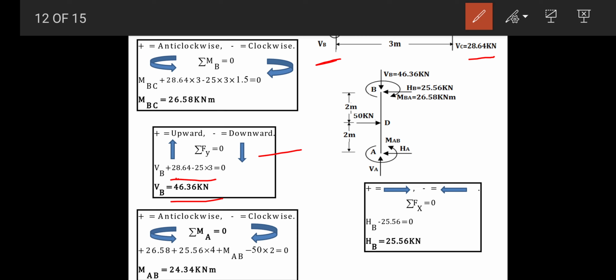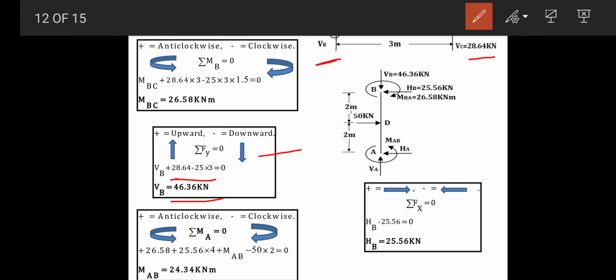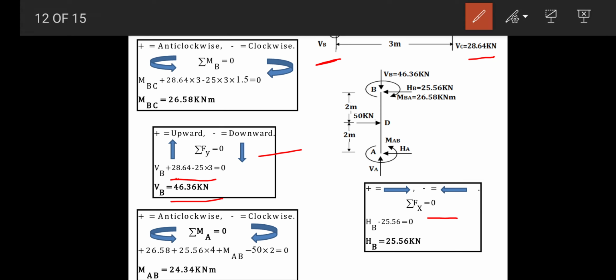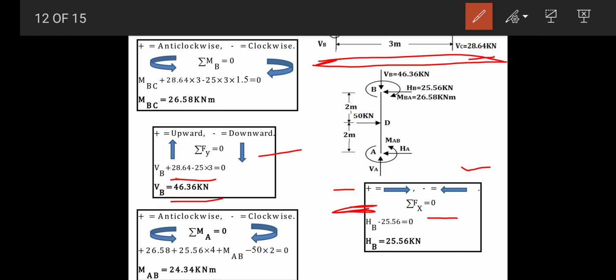Also by doing the summation Fx here for the above member, we have HB minus 25.56. What are the forces acting here? By doing summation Fx, toward the right side positive and toward the left negative, two axial forces are there, plus HB and minus 25.56 is equal to 0. So we have HB equal to 25.56 kilonewton.